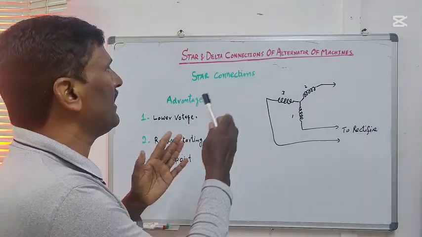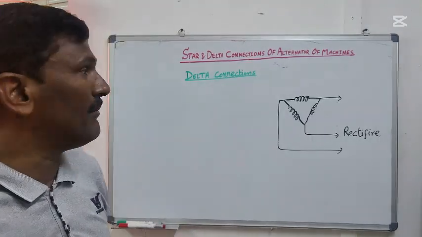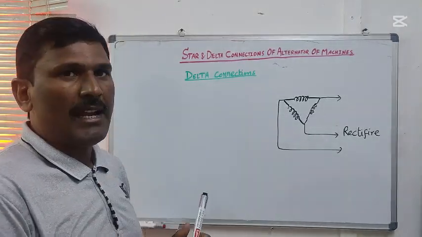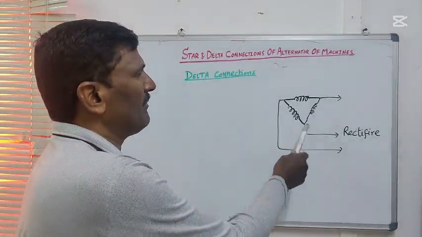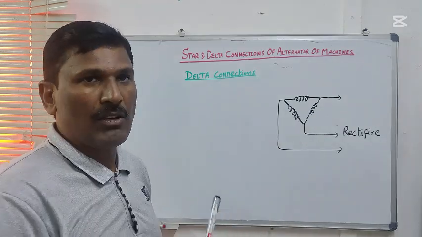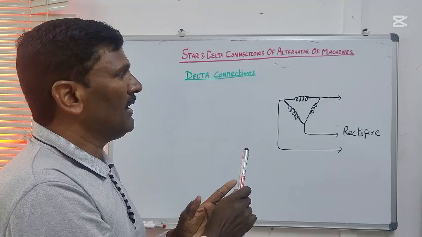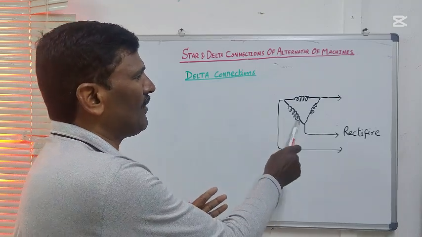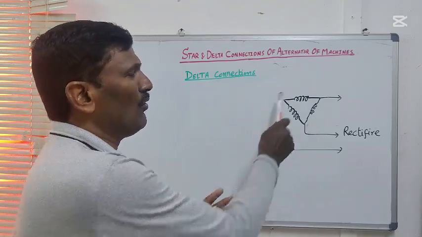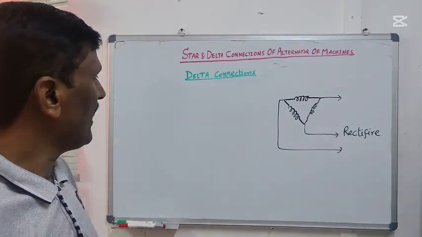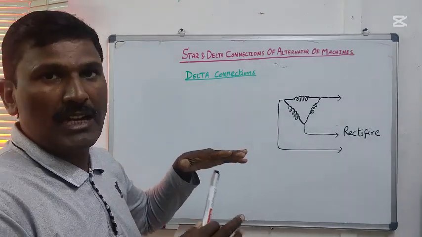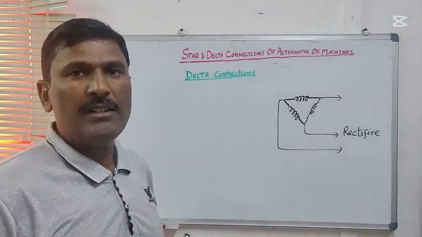So next one is the delta connection. Now we will talk about the delta connection, and this form is called the delta connection. In this configuration you can see the ends of each coil connected in a loop. This delta connection also has several advantages.